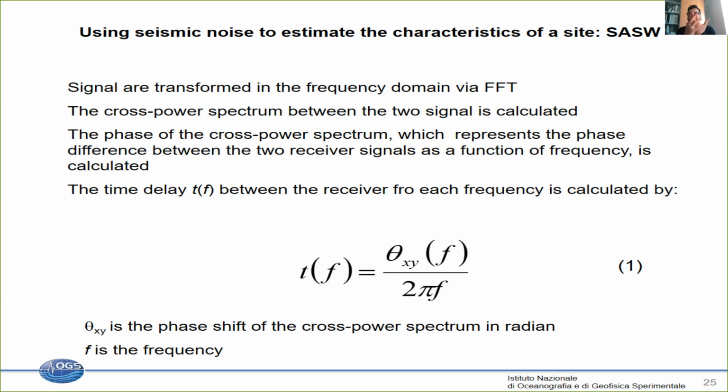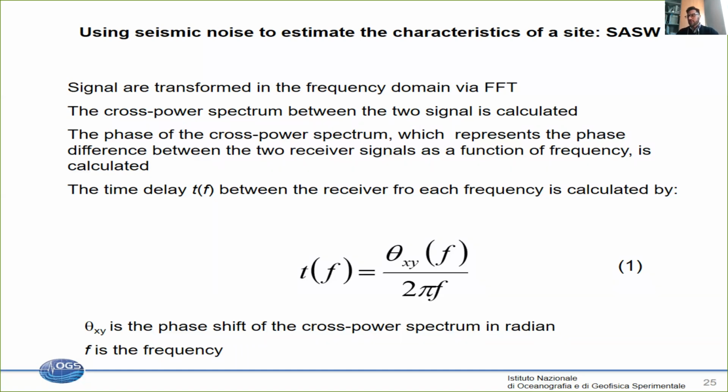And why do I do it? Because the phase that I obtain in the cross power spectrum is already giving me information about the phase difference between the two signals recorded at the different stations. And since it's a Fourier transform, I will have a phase difference for each of the frequencies in my spectrum directly. Because we know that the phase difference is related to the time delay of each frequency.